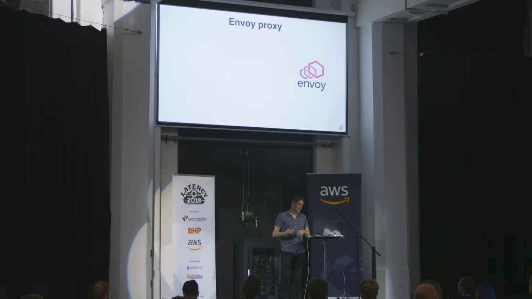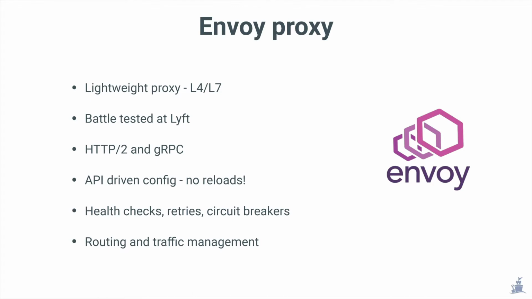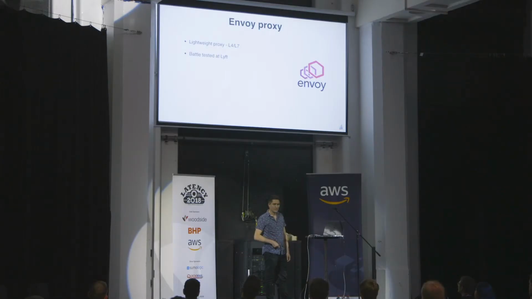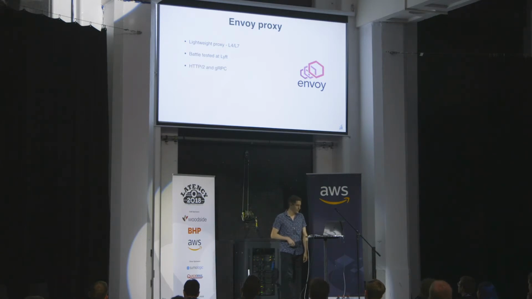For Istio, they use a thing called Envoy. It's a layer 4, layer 7 proxy, which is basically the protocol and application layers of the OSI model. It's battle tested by Lyft, the competitor to Uber. They have some crazy stats around the numbers: they're pushing upwards of 2 million requests per second through Istio, so it's been tested at some pretty serious scale. It supports both HTTP2 and gRPC, which is Google's protocol, so it's up to date with the latest stuff.